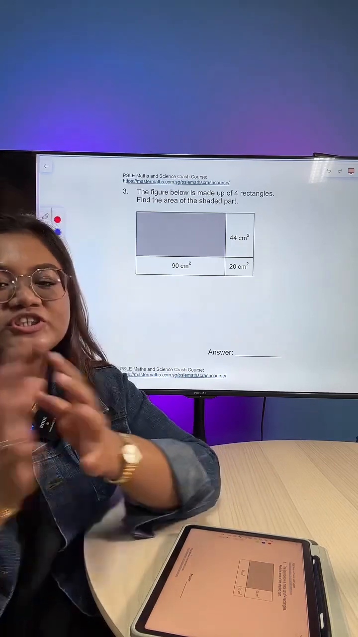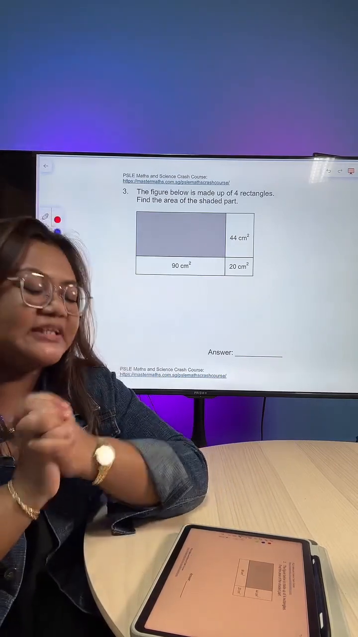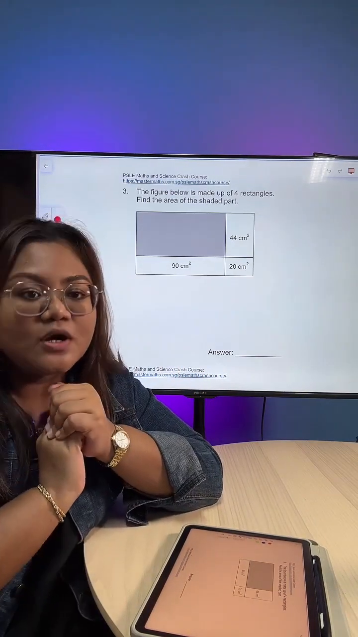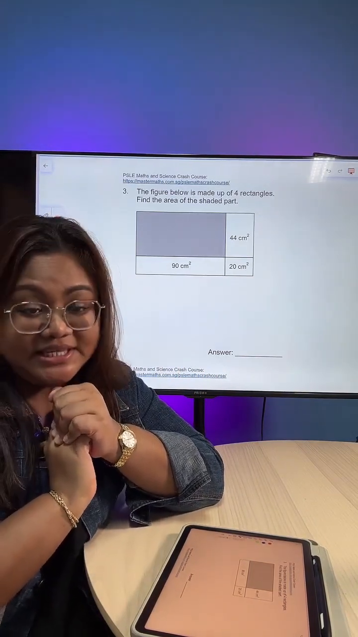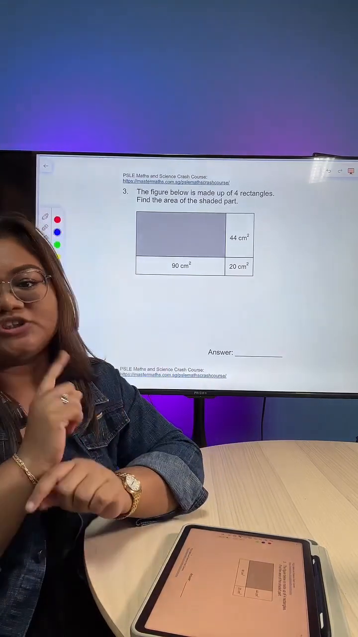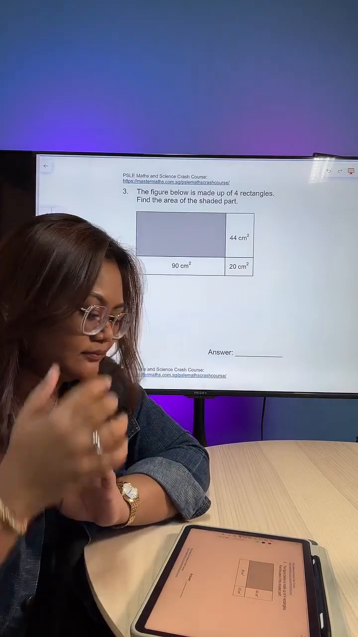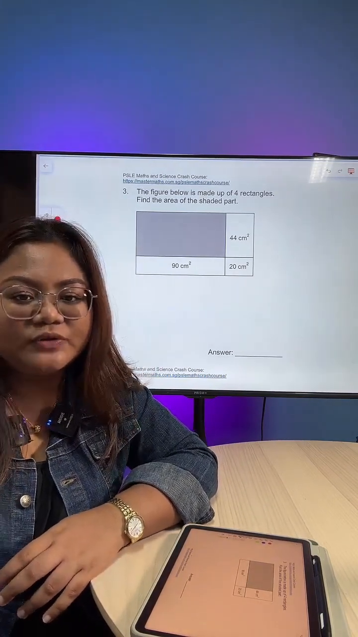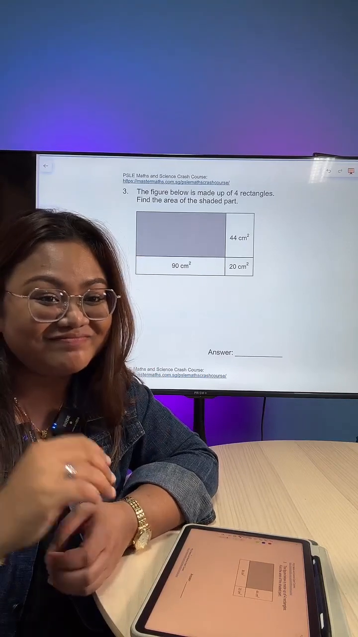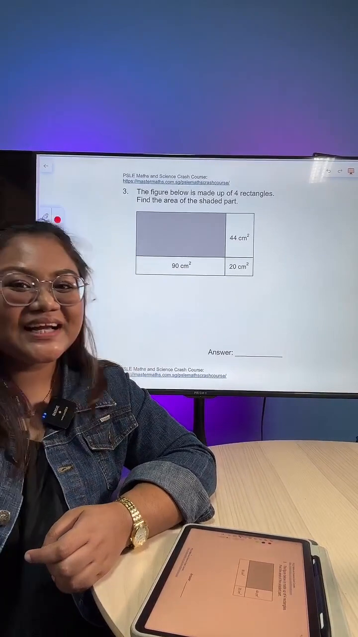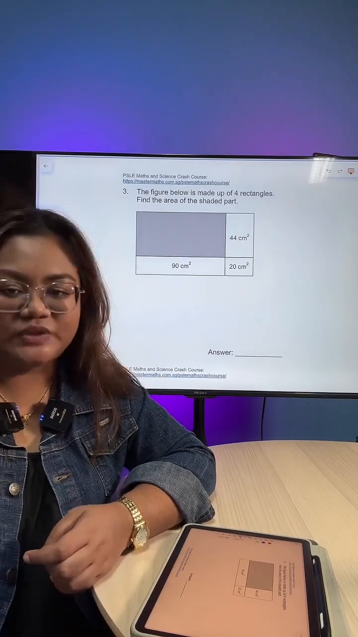Alright, question number 3. Question 3 is so interesting. Please try this question now. Especially for those of our friends who are already in primary 6 this year. Try this question. Very interesting. If you have already graduated, much better. Do you think you can get to the answer? Alright, so how do we solve this question?